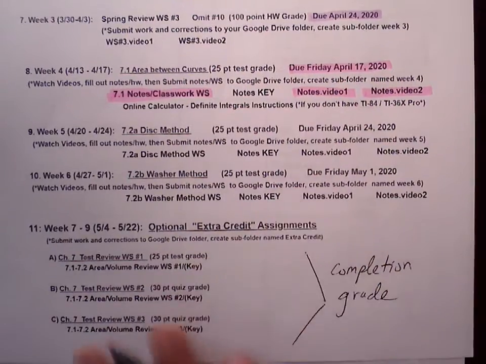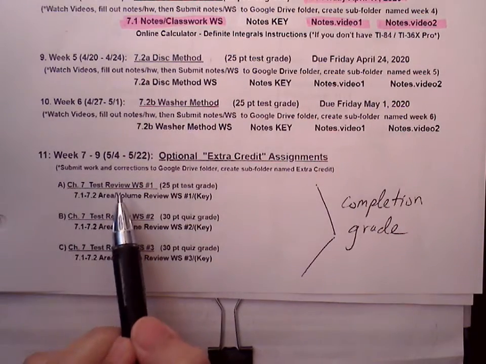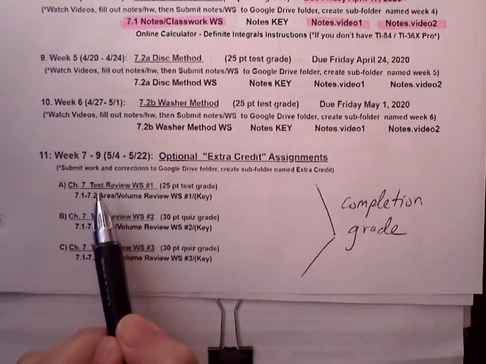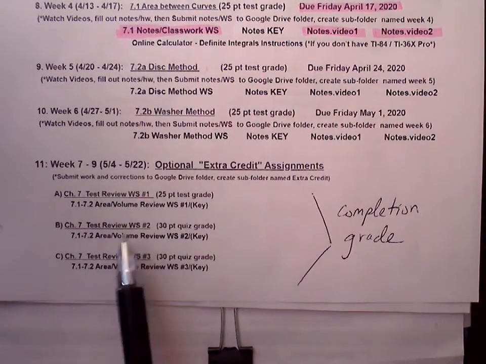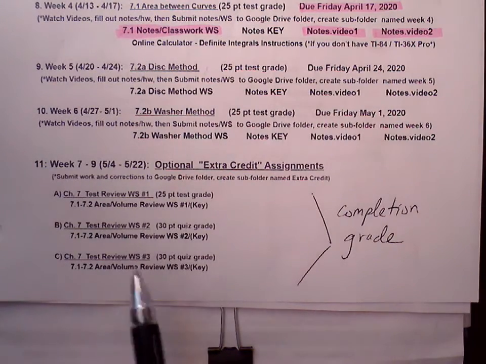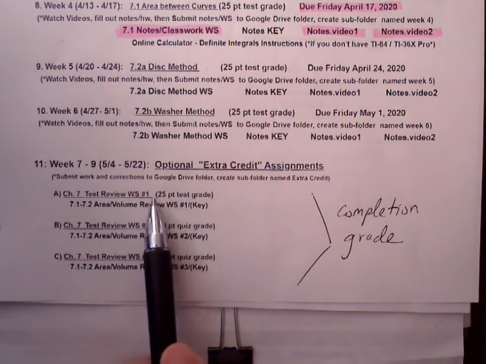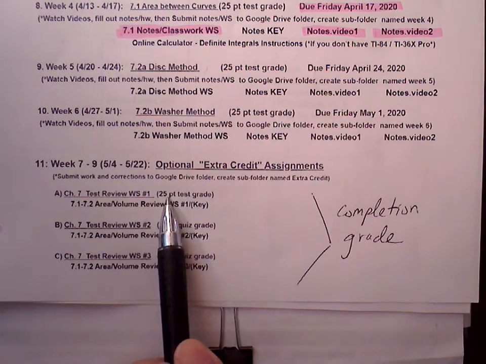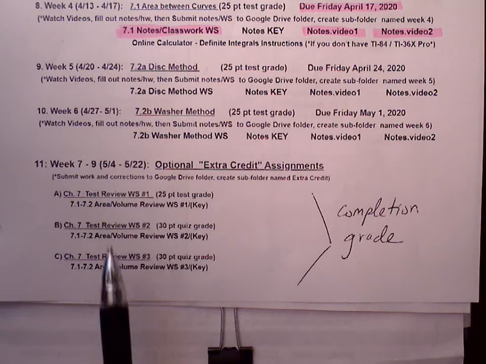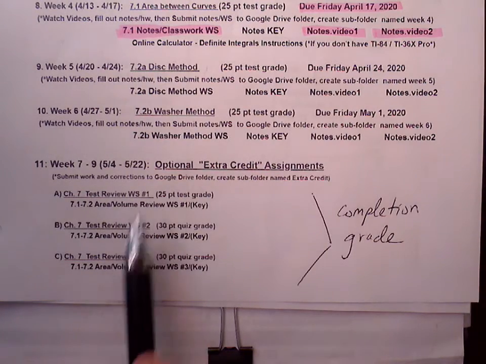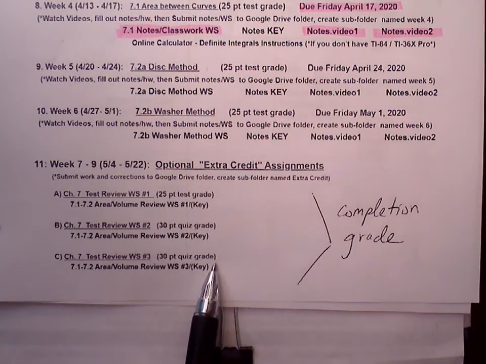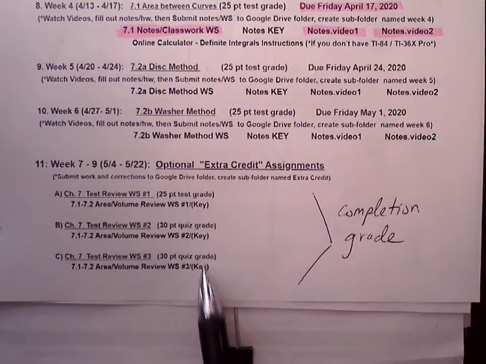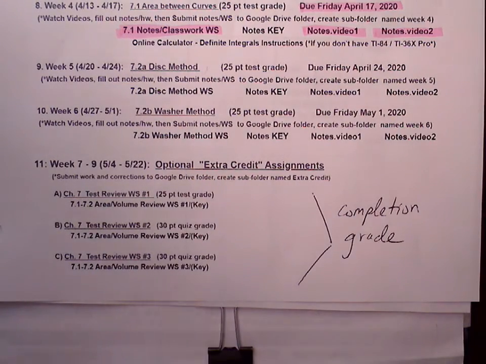However, if you want to continue to improve your grade after these required assignments, you can do the optional extra credit. And these are just the test reviews. Obviously, we're not going to have a test, but these are basically an overall review of Chapter 7, 3 review worksheets, and they're all worth various grades. Obviously, do this one first. This is worth the most: a 25-point test grade, a 30-point quiz grade, and a 30-point quiz grade. So as long as you're filling them out, doing corrections, showing your full work, and turning it in by the end of the school year, I'll award you the full extent of these points.